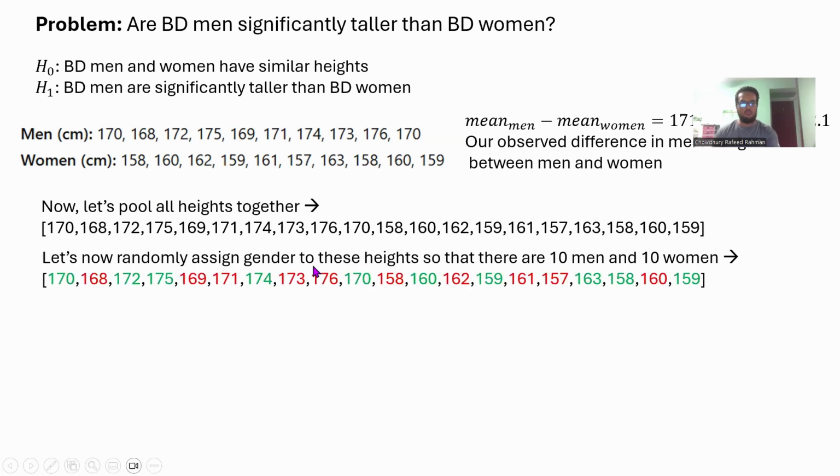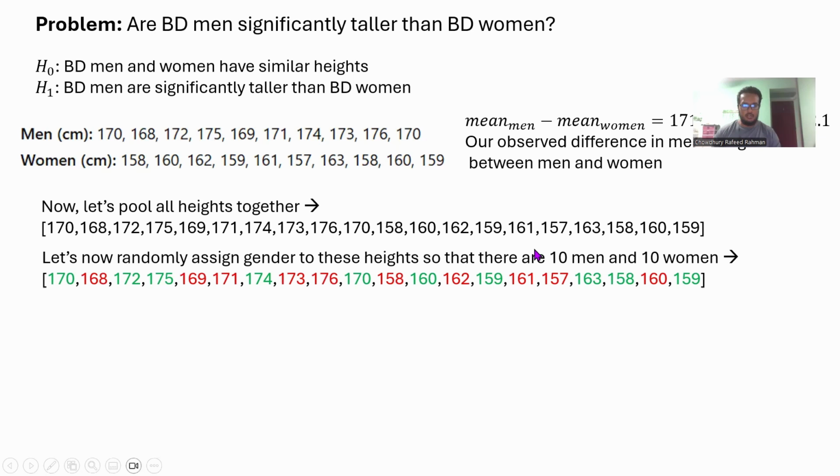Now what we are going to do is randomly assign the gender label to these heights so that there are 10 men and 10 women. Understand that 170 is a height of a man, 168 is a height of a man, and so on and so forth. But here those labels are swapped. For example, let's assume that green labels are actually men and red ones are female. So 168 was originally labeled as men, but it is now labeled as a female or a woman. So we swap those labels and we randomly assign labels.